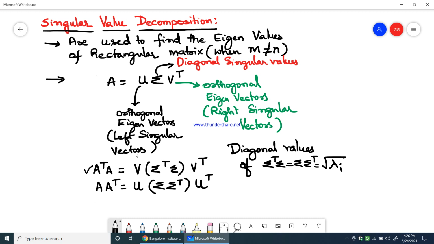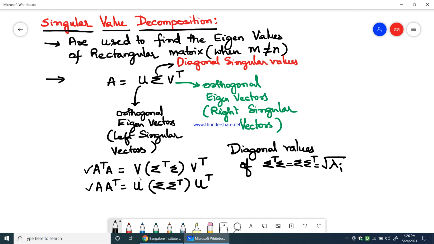The eigenvectors we find with A transpose A are the eigenvectors V, whereas we find the eigenvectors U by considering A into A transpose. So we take A transpose A, find the eigenvectors, and we get V. When we find the eigenvectors by considering A A transpose, we end up getting the eigenvectors U.